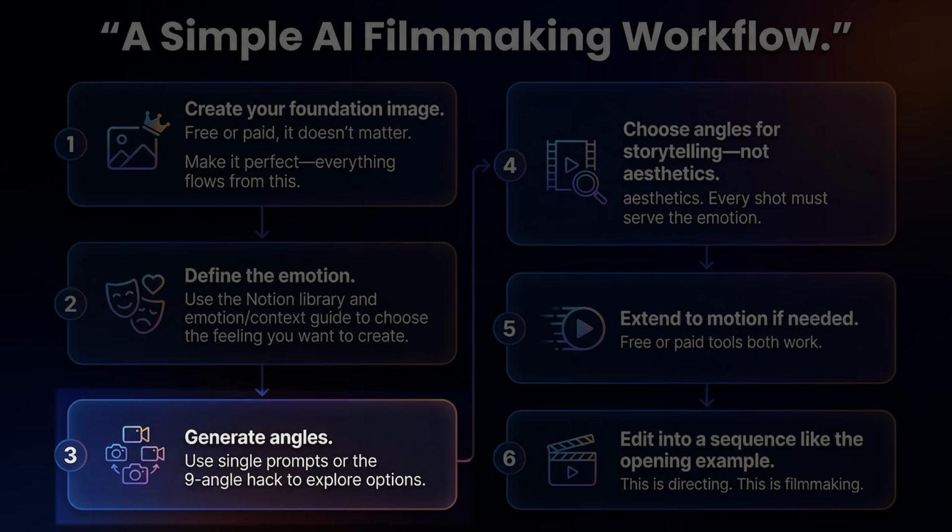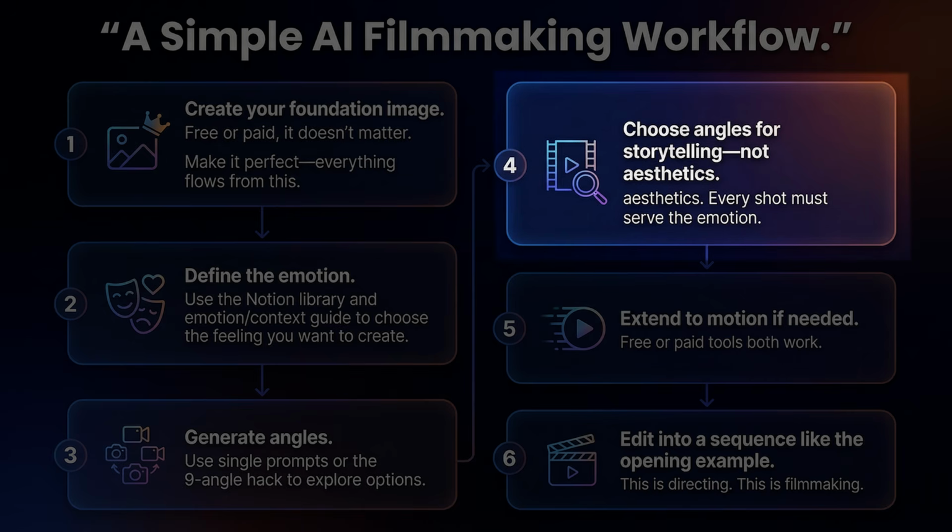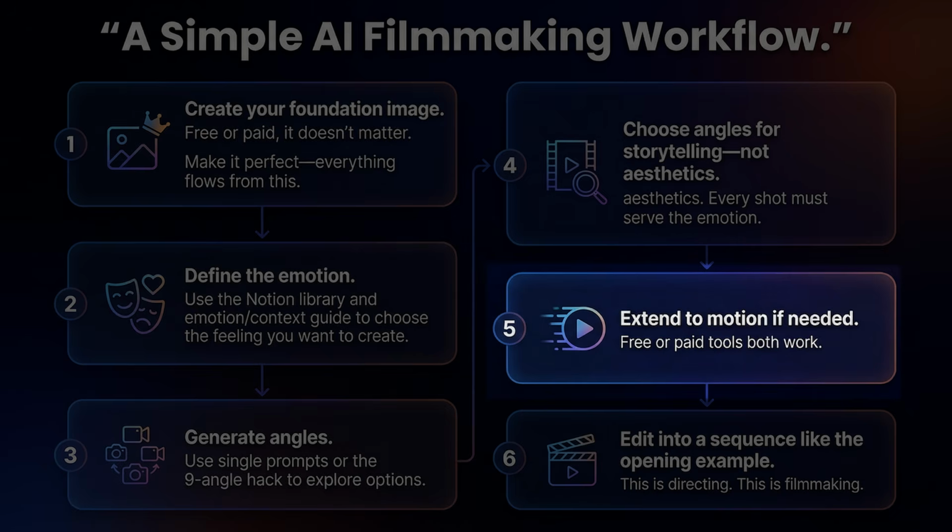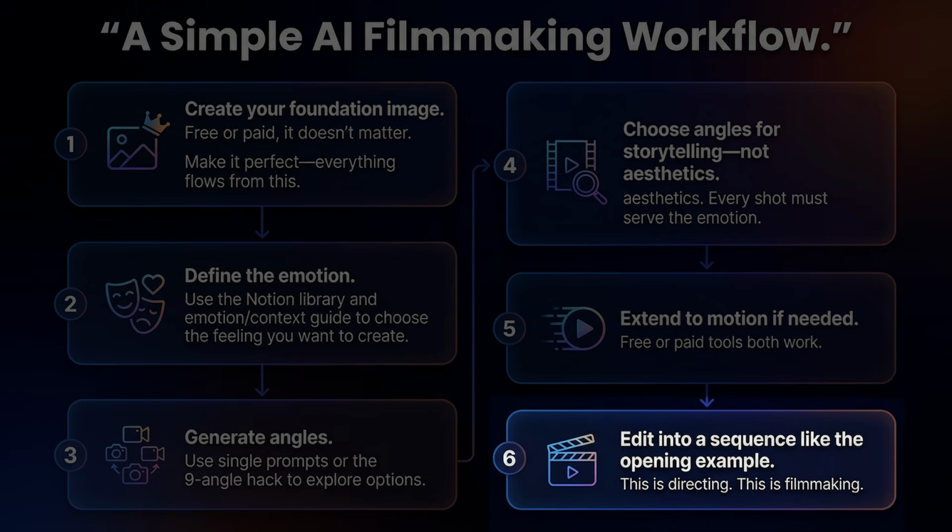Step 3, generate angles. You can do this one by one using the prompt of the library, or you can use the 9-angle hack to see all of your options at once. Step 4, choose the angle based on the story that you want to tell. Step 5, transform the image into a video. And step 6, edit them together to create a sequence like I showed you at the beginning. Now that's directing and that's filmmaking.